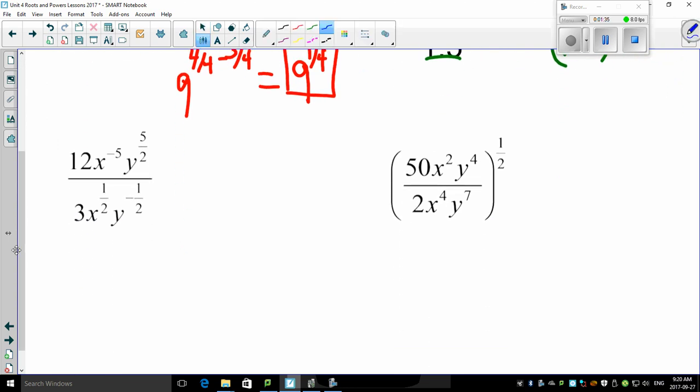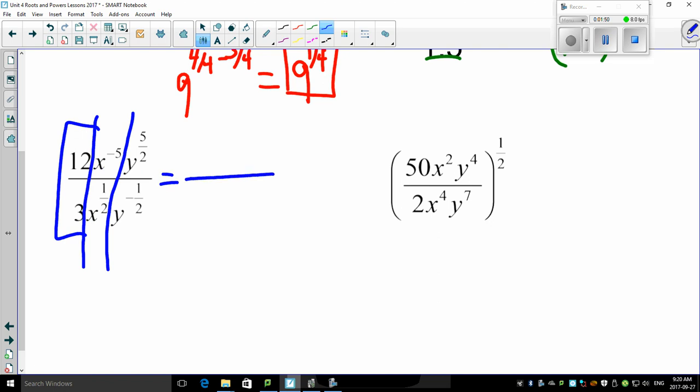Okay, here we go. Again, look at this. Break it down. Deal with the x's, deal with the y's, deal with the numbers. If you look at just this section here, 12/3 just means 4. That's easy enough. Now, let's look at this one. This is x to the negative 5 minus a half.